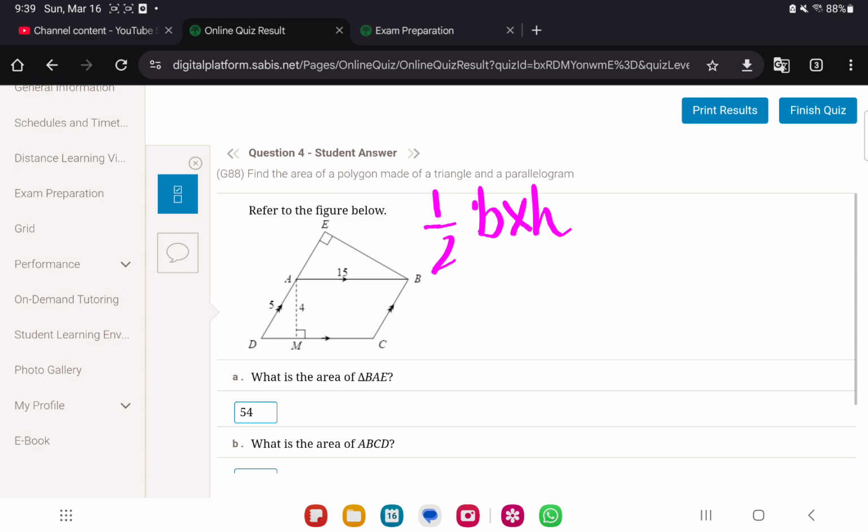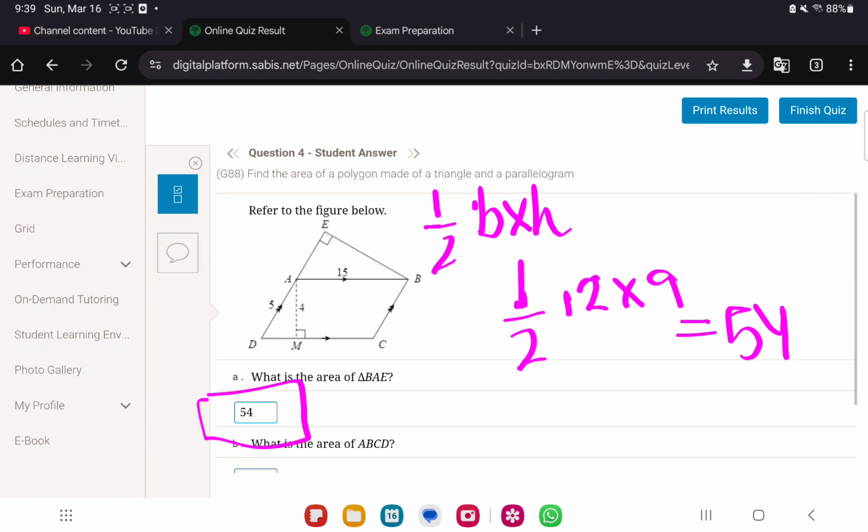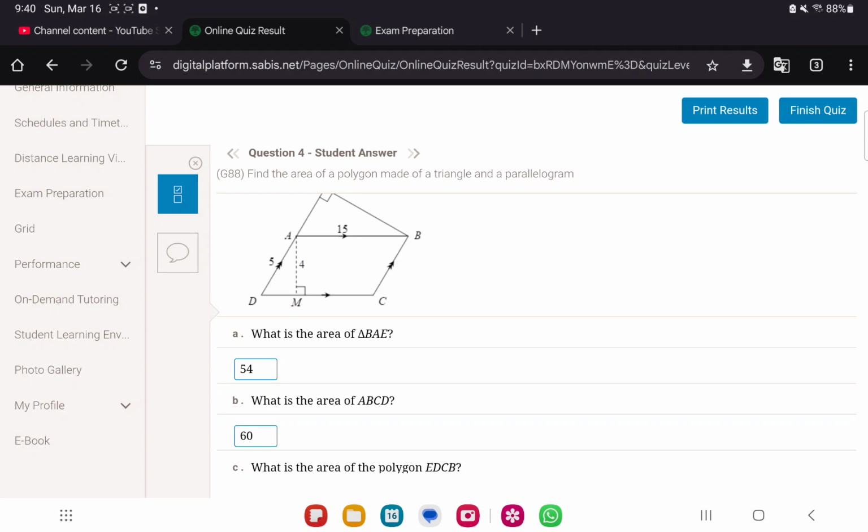Base times height, which is equal to half base, which is 12, times 9, which is the height. And that's equal to 54. And that's our answer. Okay, now that's for the first part.